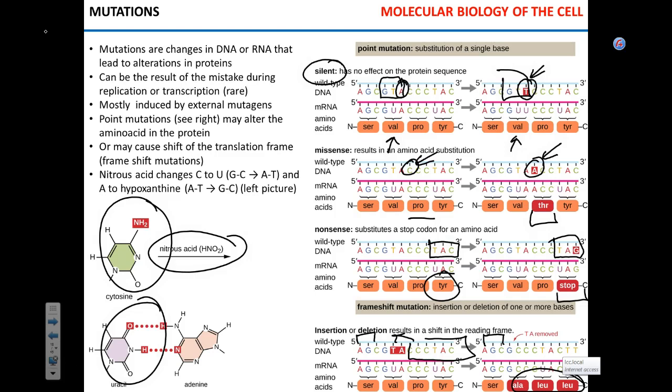Now, what is the importance of nitrous acid? Go to chemistry, inorganic. What's the name for the NO2 anion? What do we call this anion?